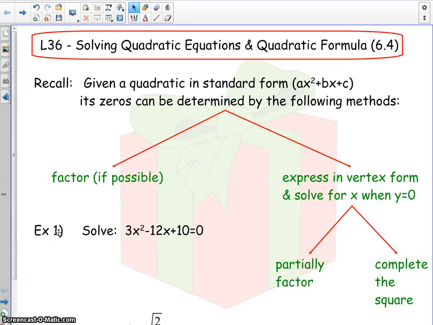Alright, so in this lesson we're going to look at a new method that I alluded to in an earlier lesson, called the quadratic formula. And it's going to be a new way of finding the zeros of an equation in standard form.